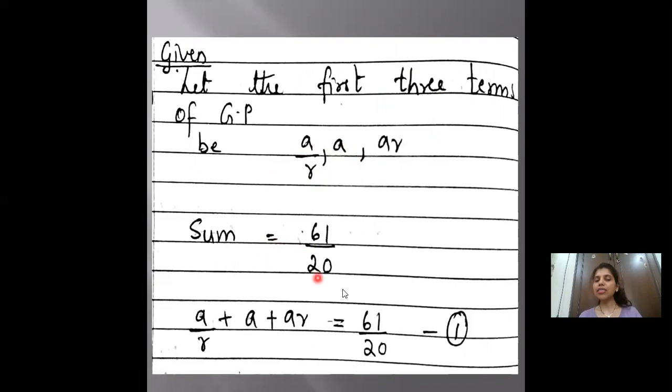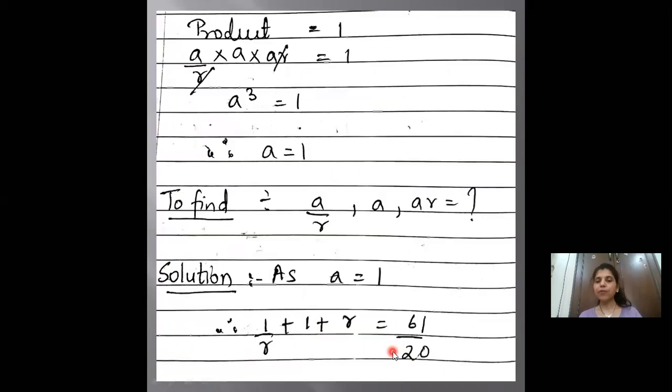Now the sum is given to you as 61 upon 20. So you're going to add A upon R plus A plus A into R is equal to 61 upon 20. That is the first equation. Now the product is equal to 1. So you're going to multiply the 3 terms and that product is equal to 1. So R and R get cancelled. You get A raised to 3 is equal to 1. So when you take the cube root of 1, it's going to give you the answer as 1.